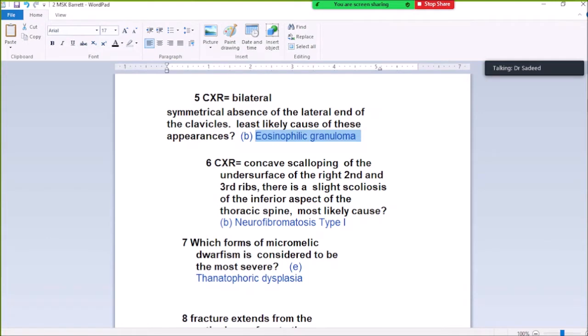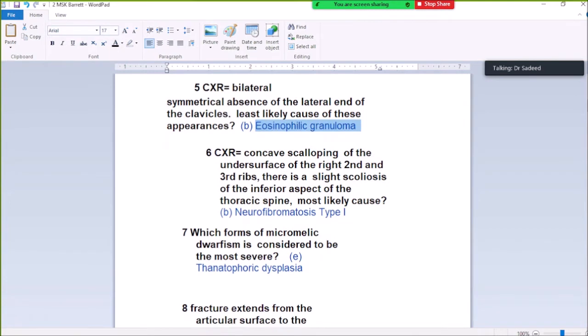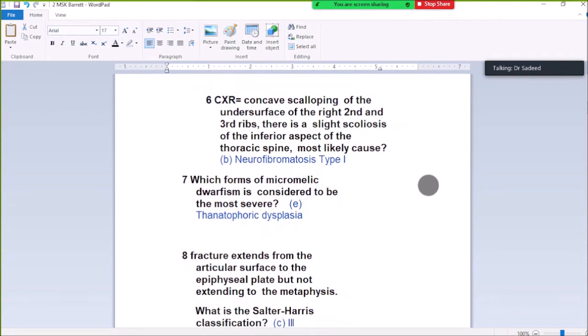In eosinophilic granuloma, we see blood eosinophilia, and we may see a punch-out lesion, a scalloped lesion, in the parietal bone of the skull.